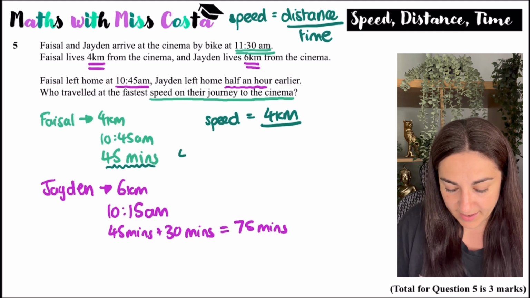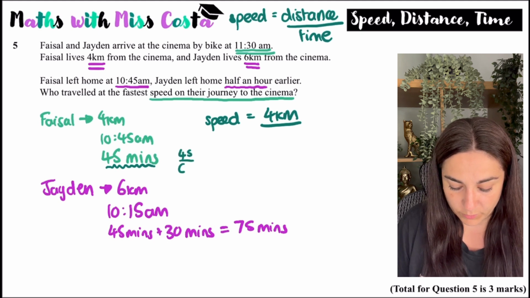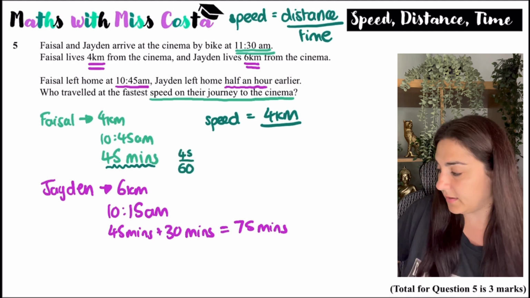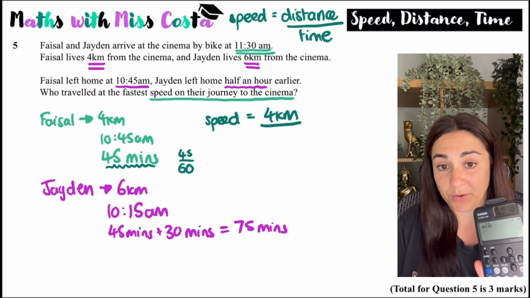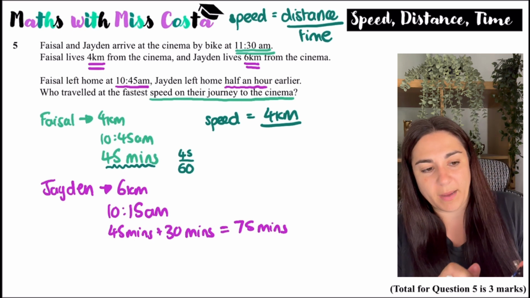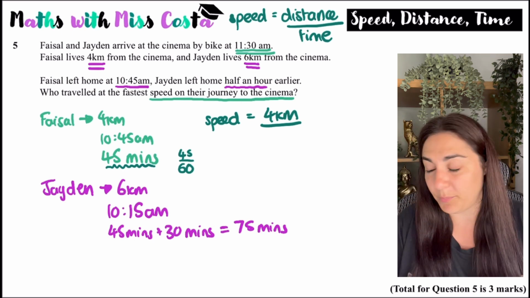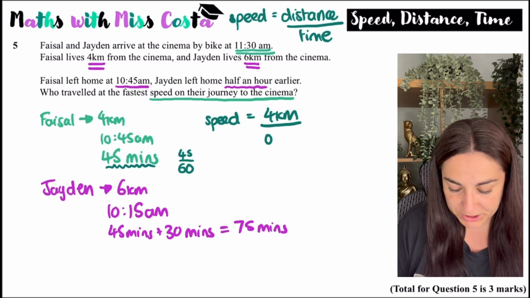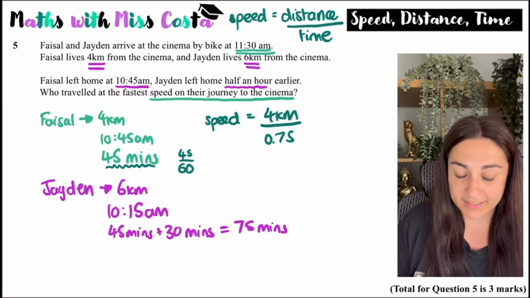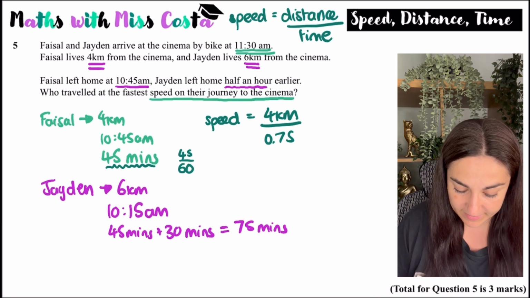The way you do that is you could write 45 over 60, type it into your calculator. 45 divided by 60 gives you 3/4. You press the format and then decimal, and that tells you it's 0.75. So 45 minutes is 3/4 of an hour, which is 0.75 of an hour. That's how we'd work out Faisal's speed.